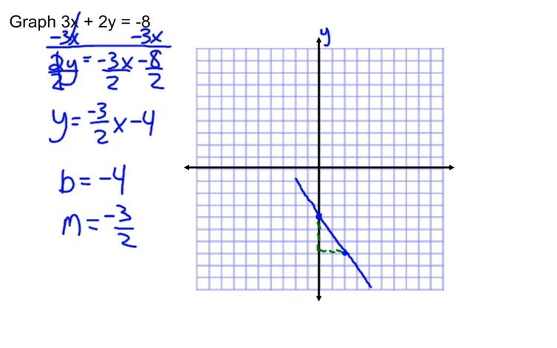So graphing, we will always get y by itself. And the number in front of x is always the slope. And the number by itself is always the y-intercept. And we always plot the y-intercept first, and that gives us a starting point for our slope. And then our slope helps us find that second point. And once we have that second point, then we can graph our line.